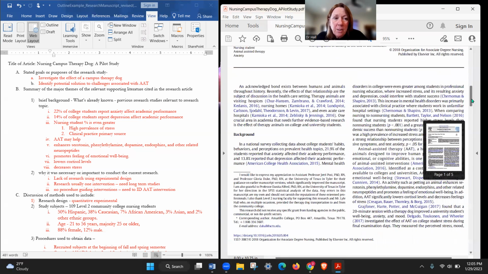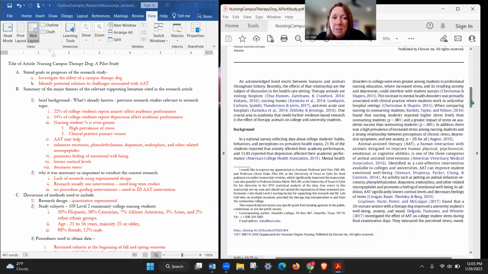And so the next piece on here is a summary of major themes of the relevant supporting literature cited in the research article. This is the background section of your article. It's a history, the background of different research studies that have occurred before the one that the article is actually reporting results on. So it says what type of research has been done and why there might be a need to do additional research in the area to add to our body of knowledge, because we're all about evidence-based practice, right?